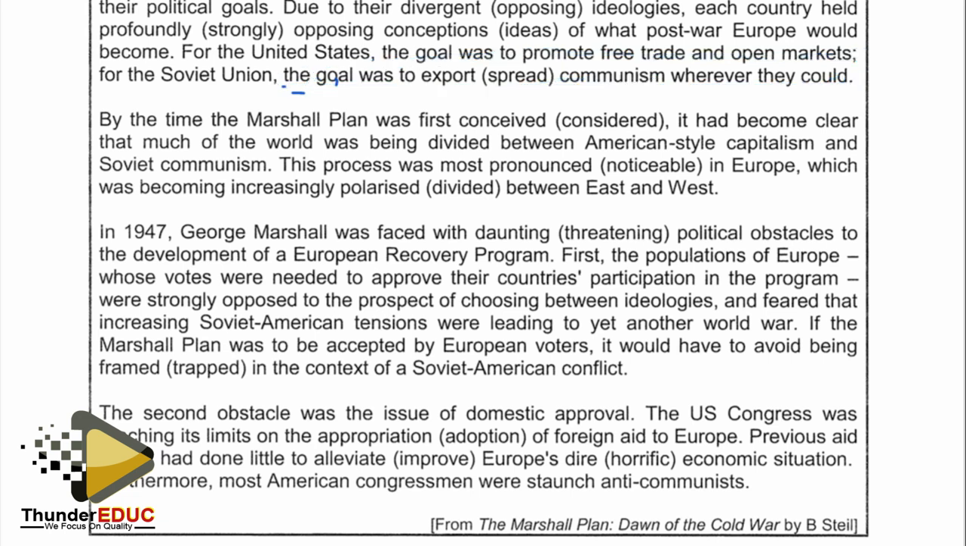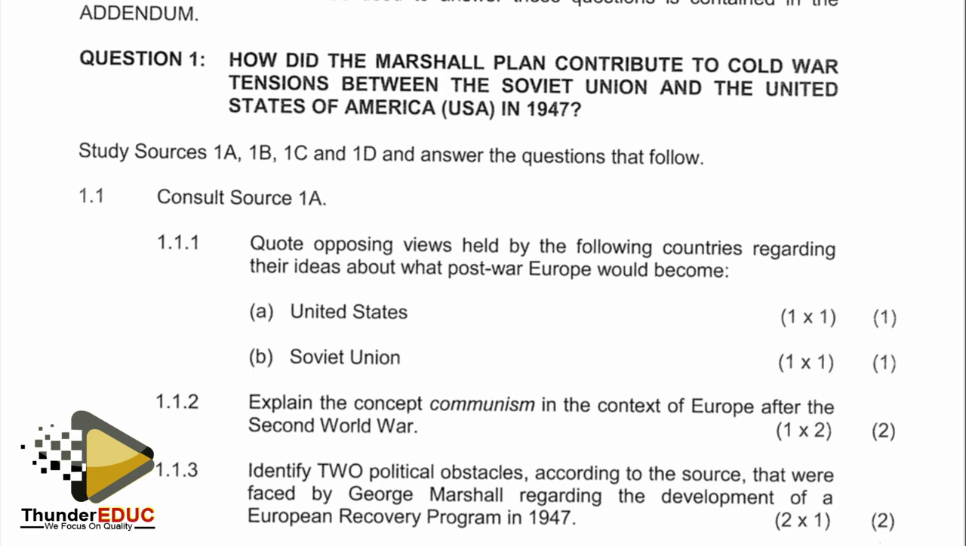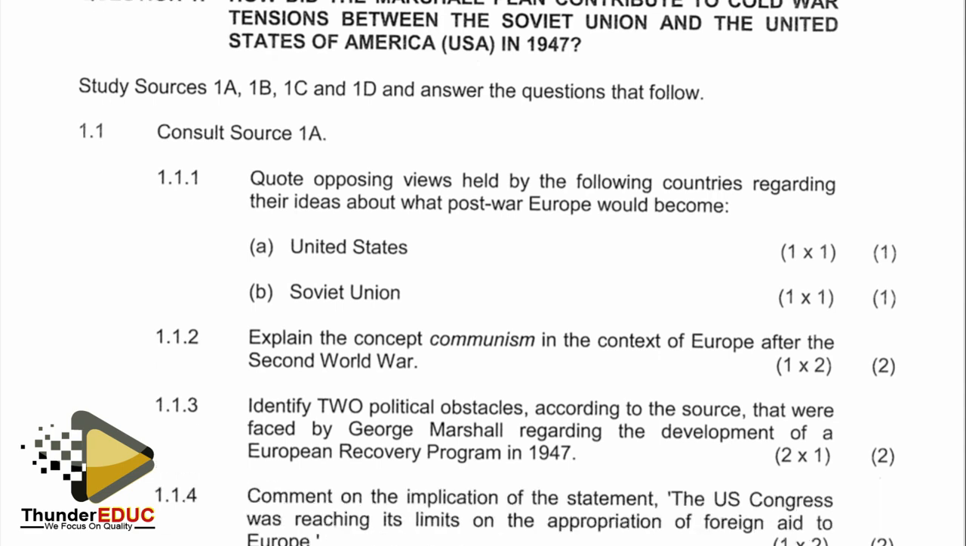And in short, when you are answering that question, you give the correct response to the correct question. For America, you highlight what America was thinking, and for Russia, you also indicate. Right, we move on to the next question.